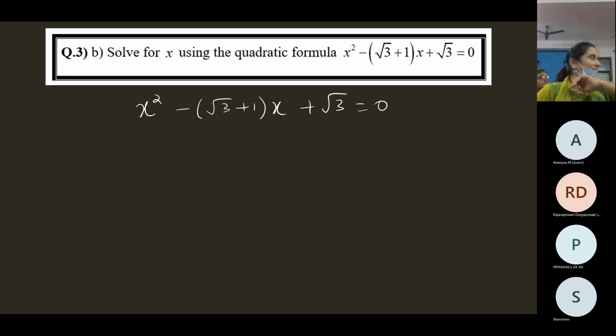Kanishka, you'll have to see here. What happened? You're thinking of the dance steps, huh? 1, 2, 3. You're tired. Okay.